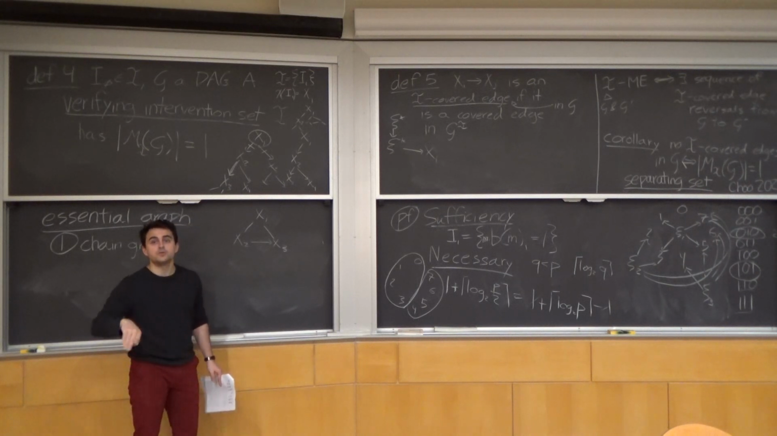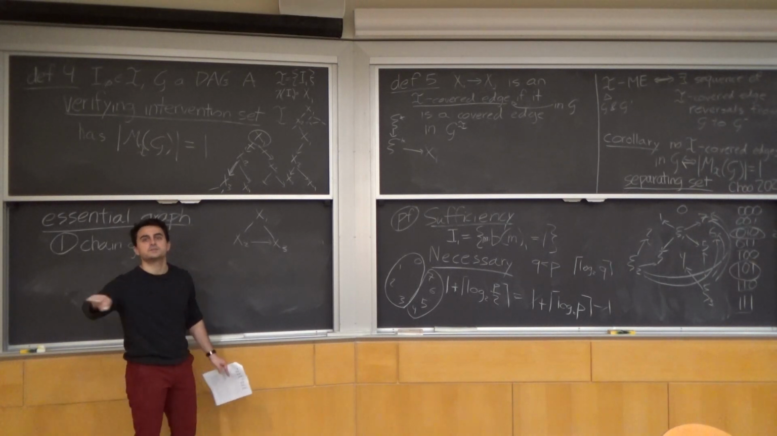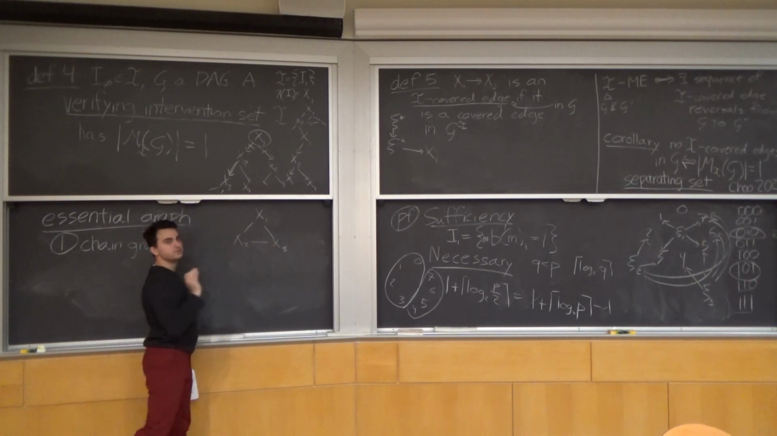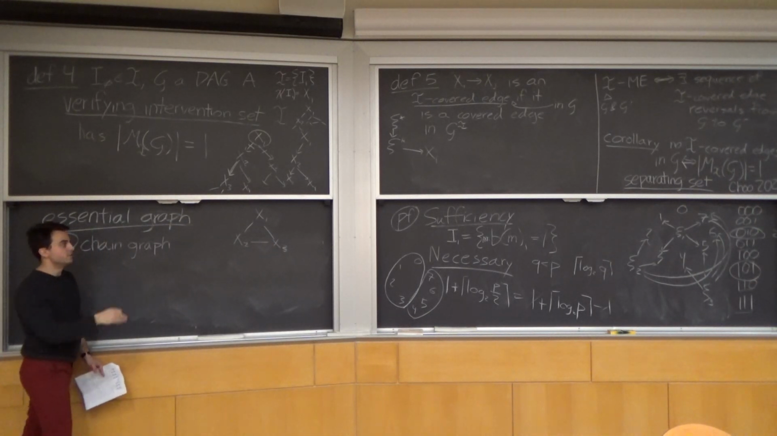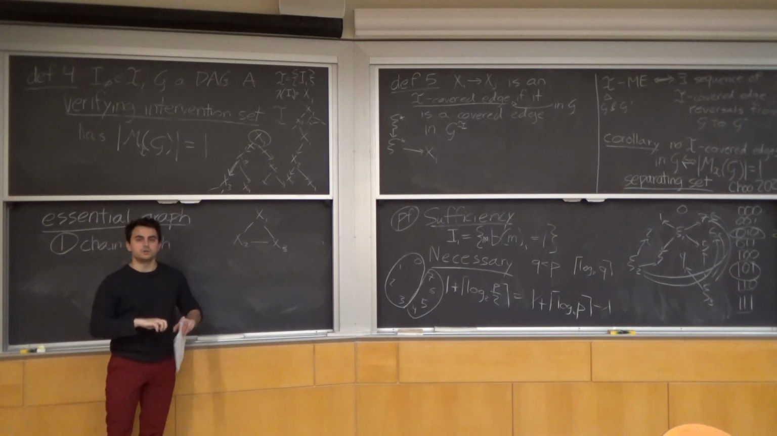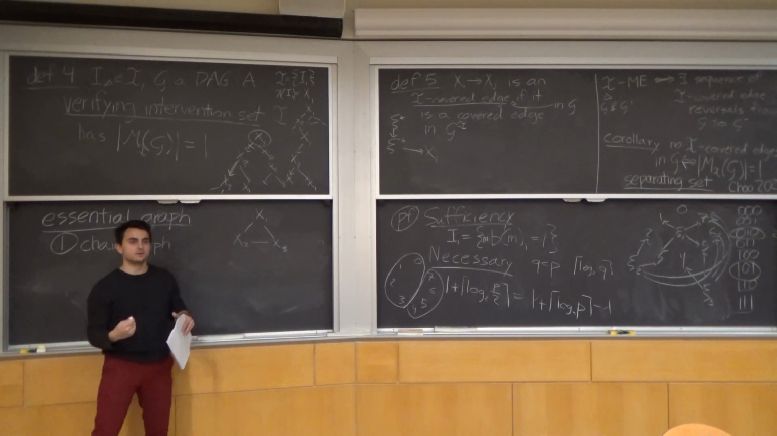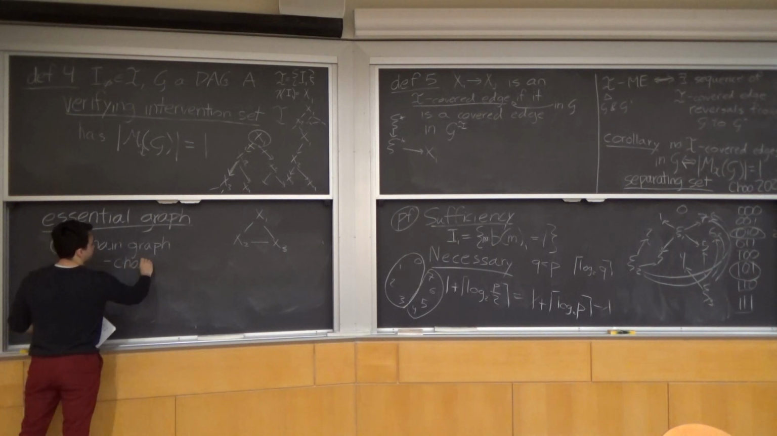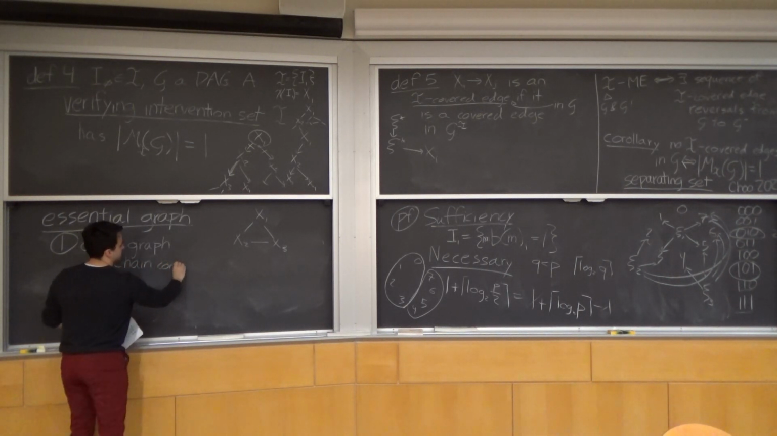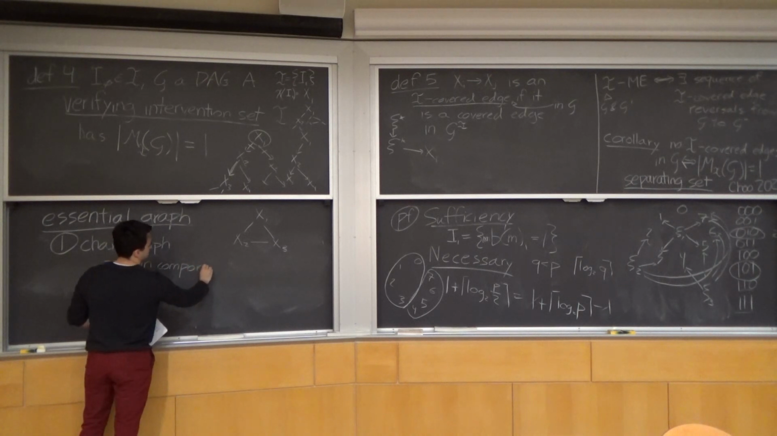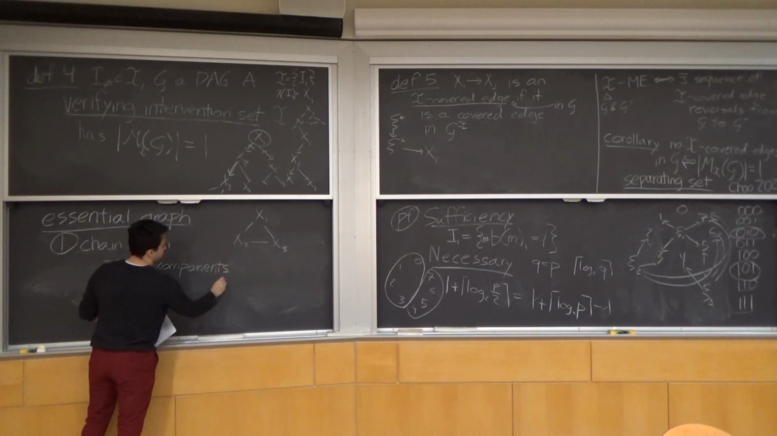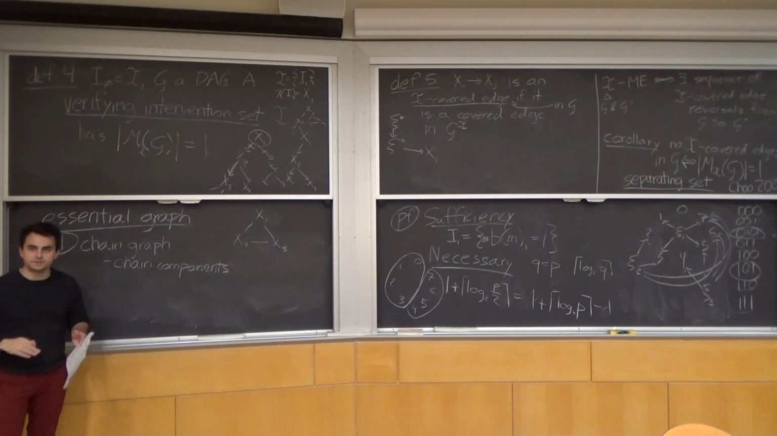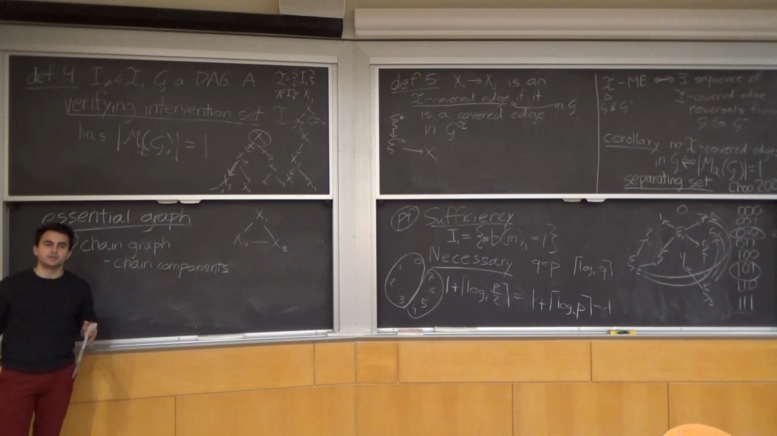And if multiple edges have a direction, they all have to be in the same direction. This part's not too important, but if you have a chain graph, then what you can do is decompose it into chain components, which are just the connected components when you look at only undirected edges.